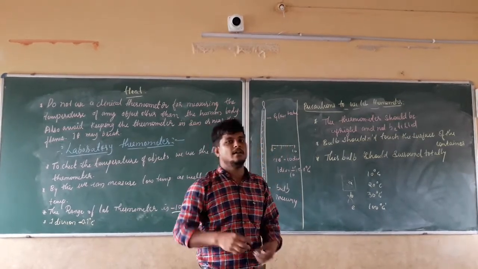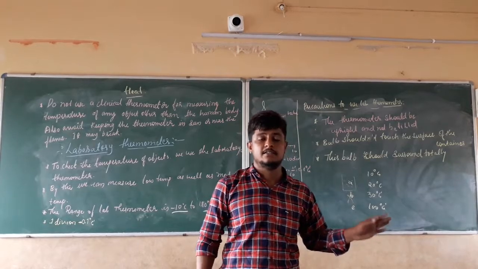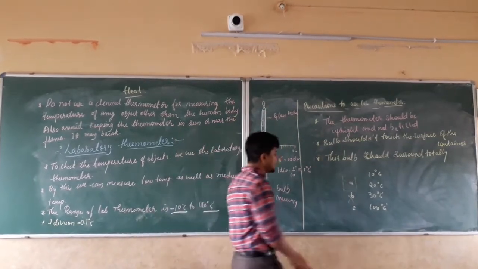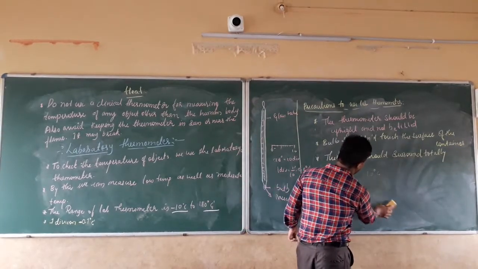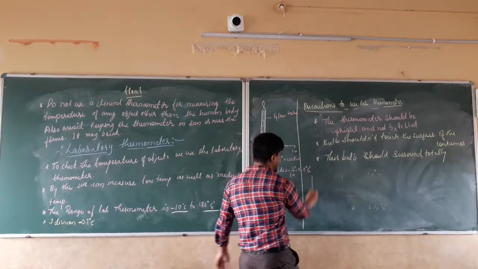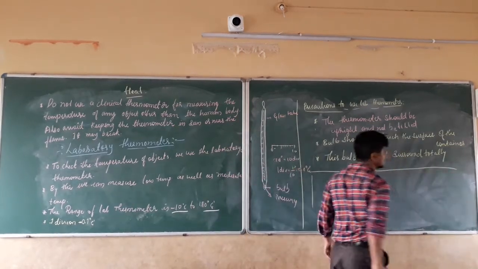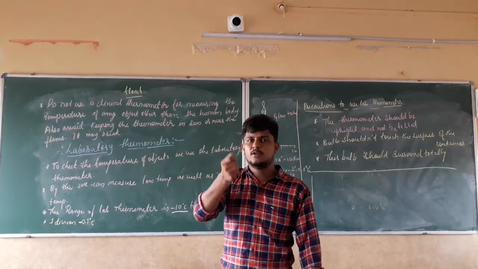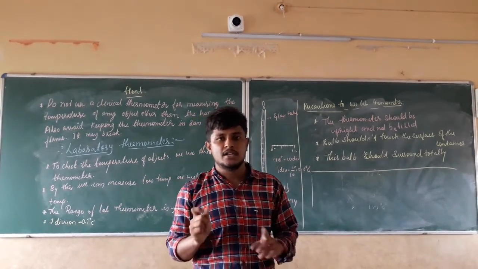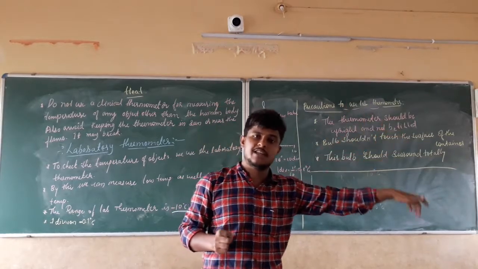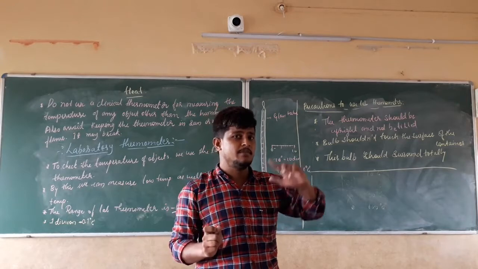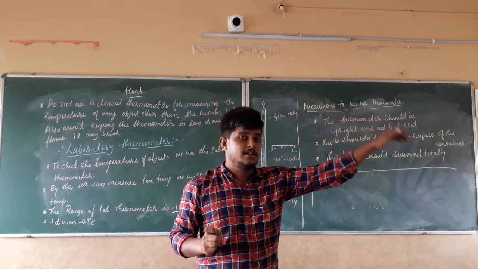When we remove it, we can't check the readings. There will be a fall of the mercury level. Right? But in case of a clinical thermometer, when you take the clinical thermometer, we put it inside our mouth. When you remove it and check it, the reading is accurately the same as the reading taken inside our mouth.